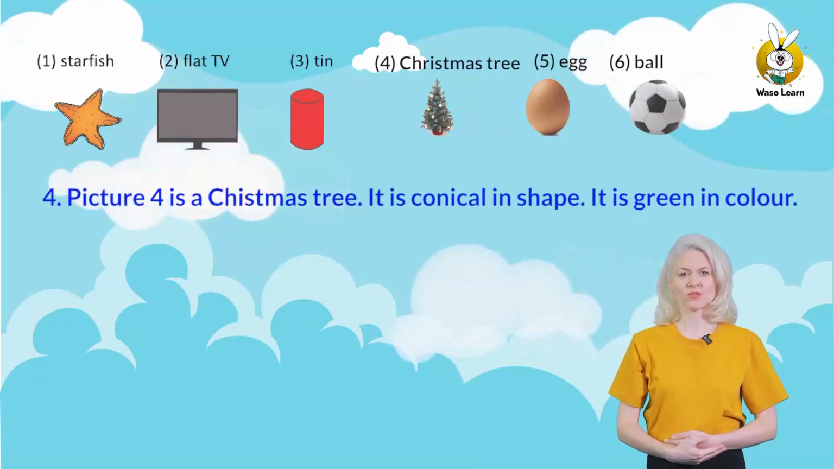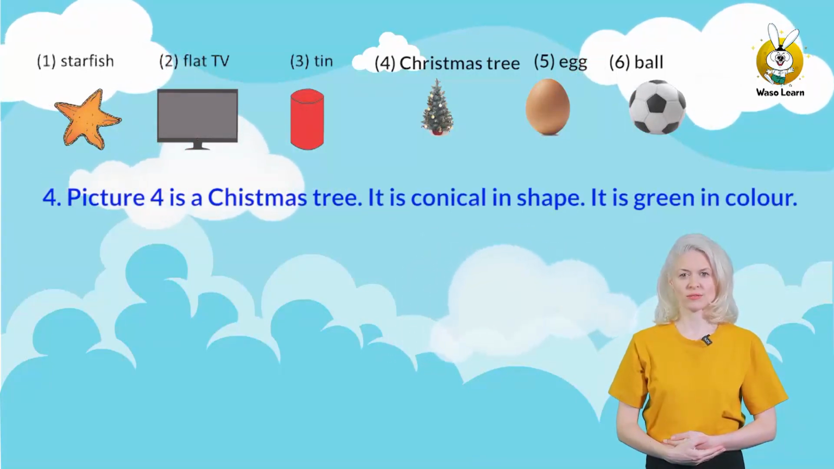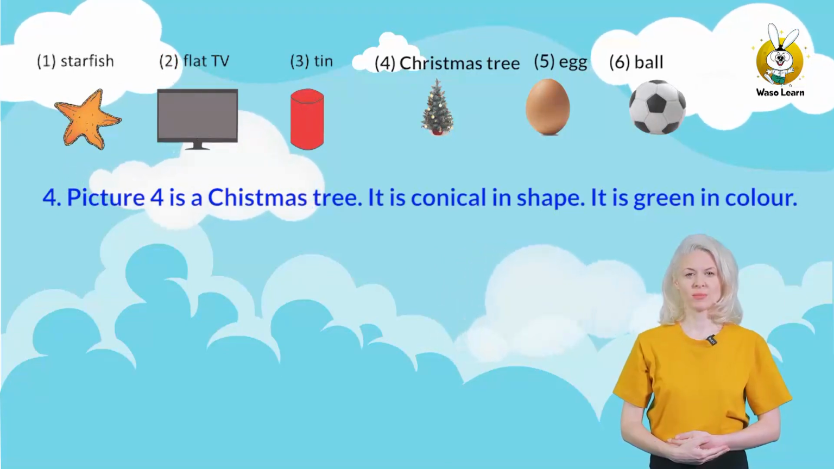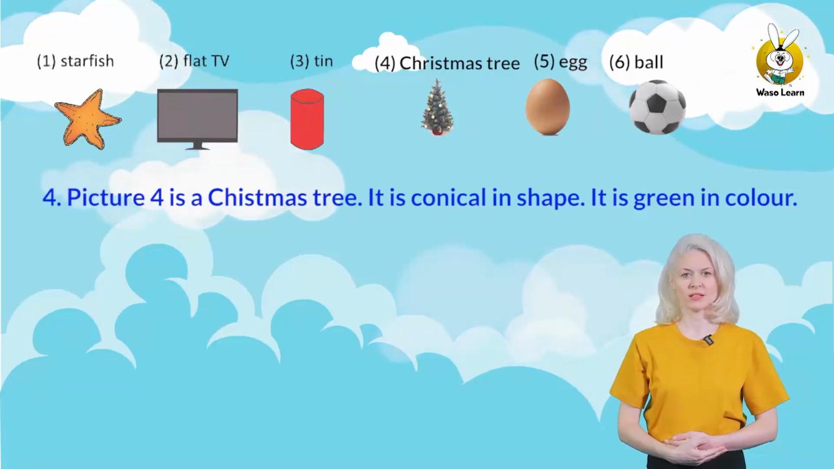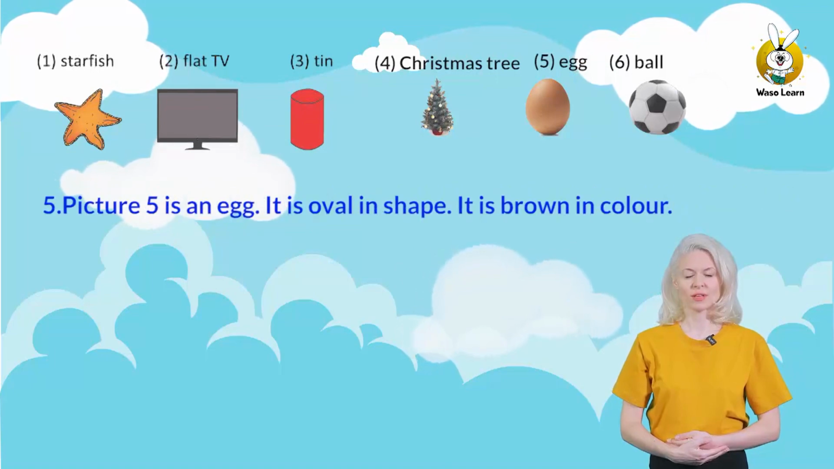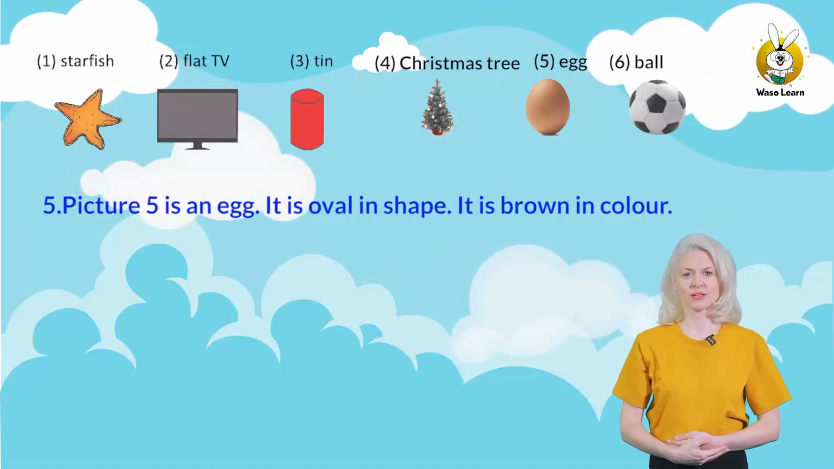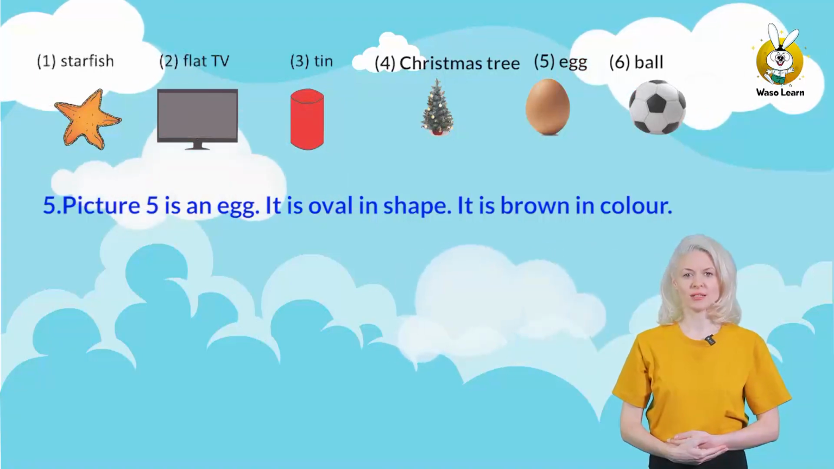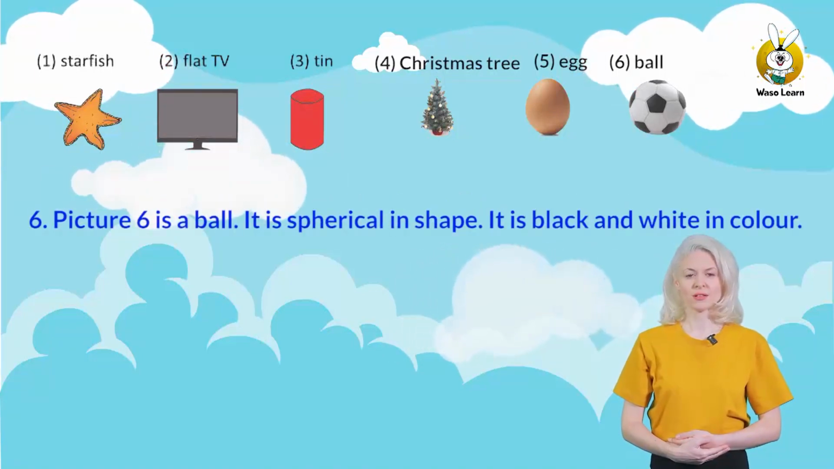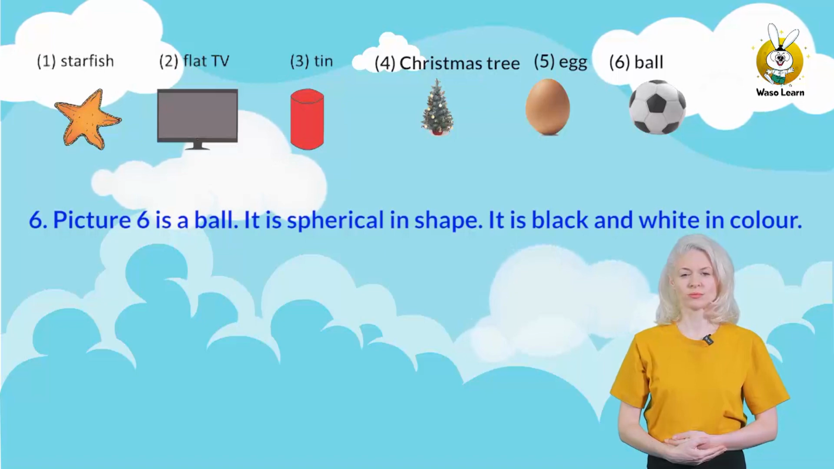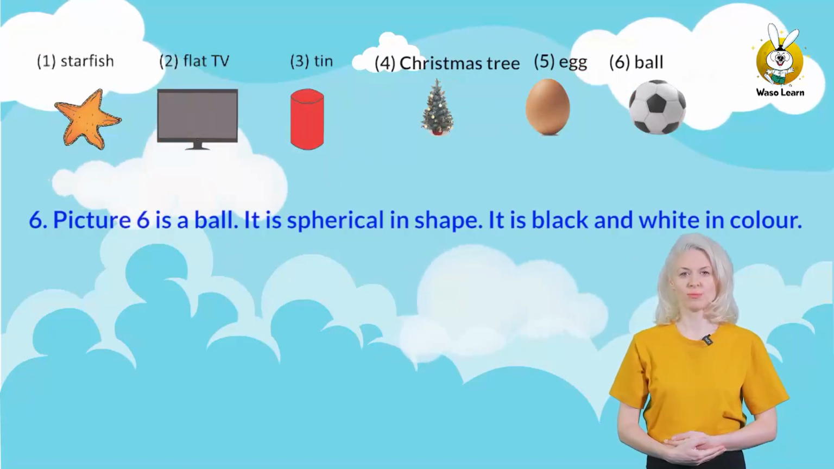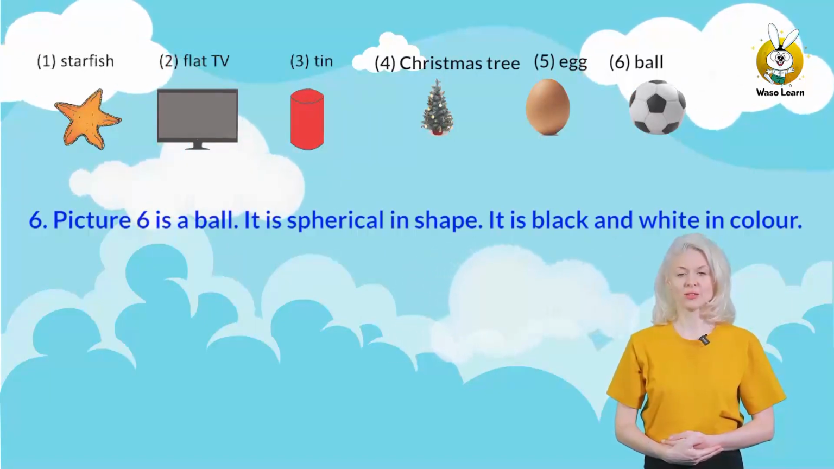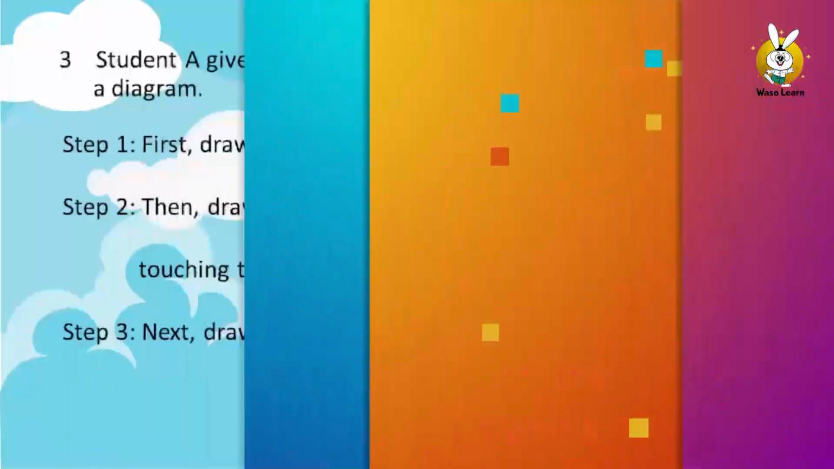4. Picture 4 is a Christmas tree. It is conical in shape. It is green in colour. 5. Picture 5 is an egg. It is oval in shape. It is brown in colour. 6. Picture 6 is a ball. It is spherical in shape. It is black and white in colour.